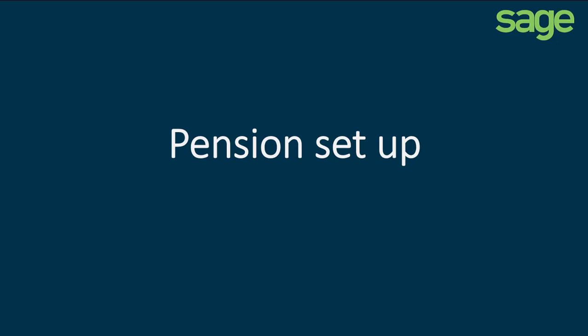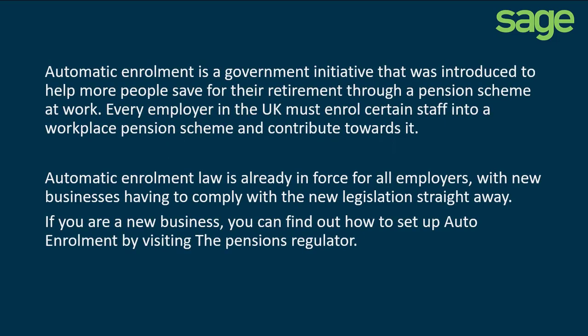So next we're going to go through the pension setup. I'll start by talking about automatic enrolment, just the basics, to give you some background. Automatic enrolment is a government initiative that was introduced to help more people save for their retirement through a pension scheme at work. Every employer in the UK must enrol certain staff into a workplace pension scheme and contribute towards it. The law is already in force for all employers, so if you start a new payroll system, you will have to comply with this legislation straight away.